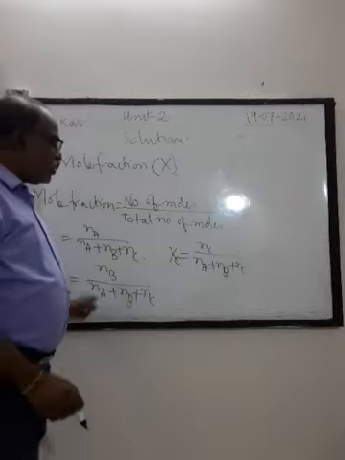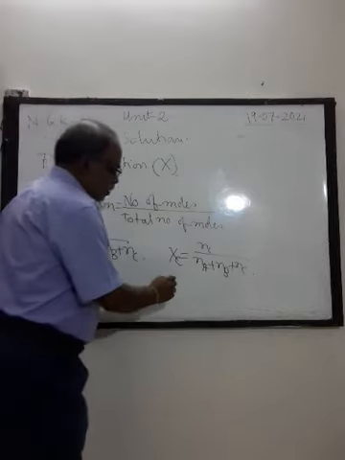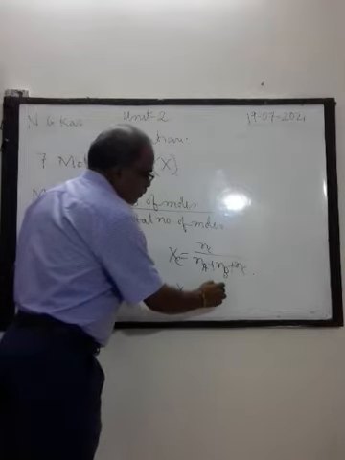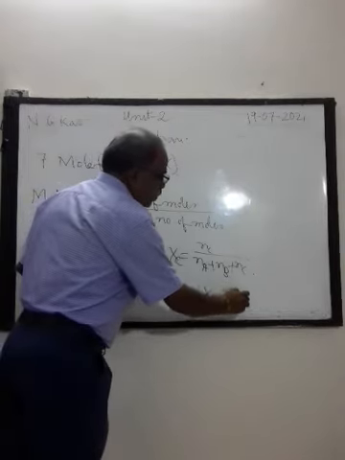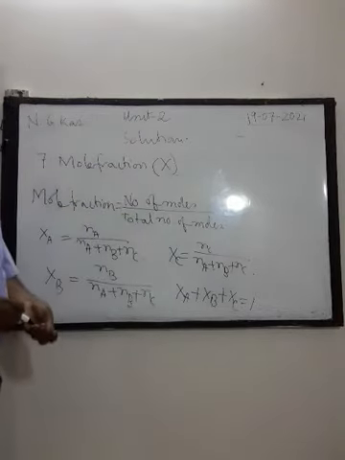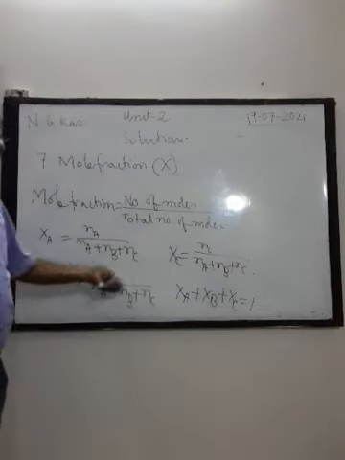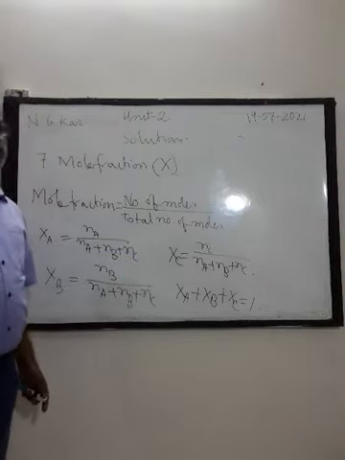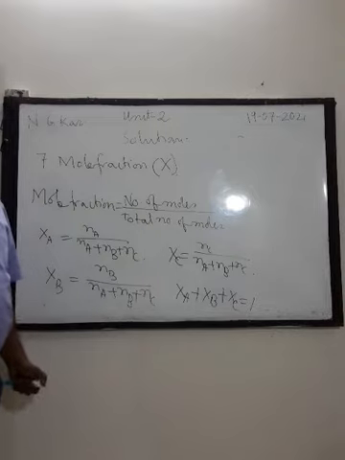So here three components are present. So here sum of mole fraction of the 3 equal to 1. Always sum of mole fraction equal to 1. So these three relations are used for finding mole fraction of three components in a solution, that is ternary solution.